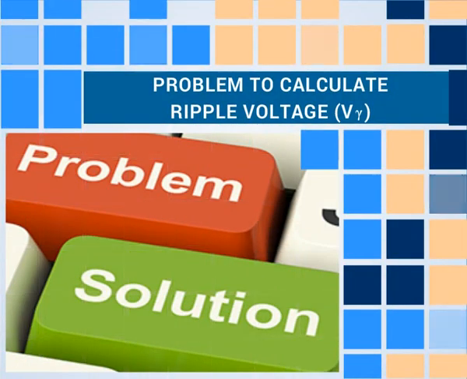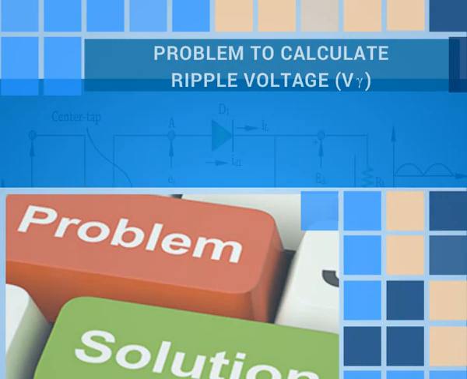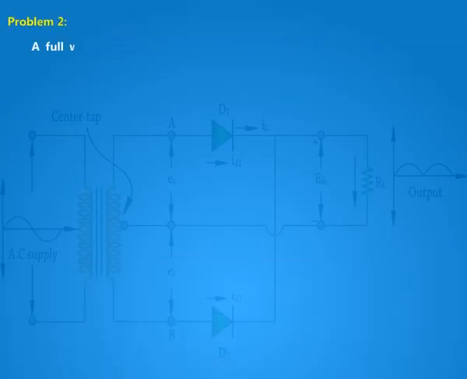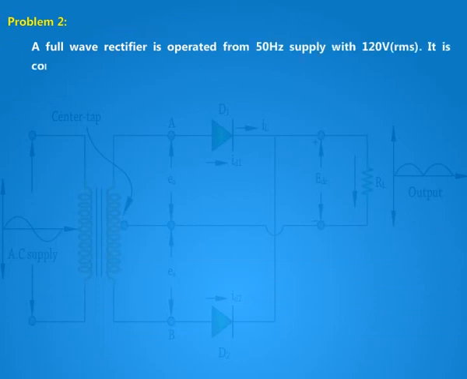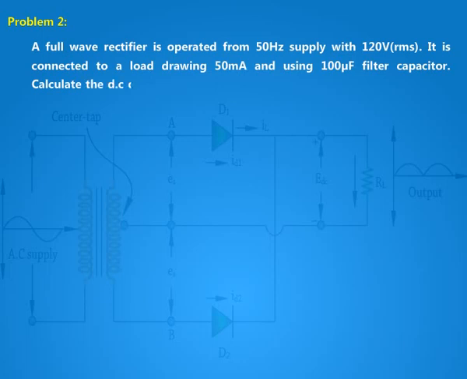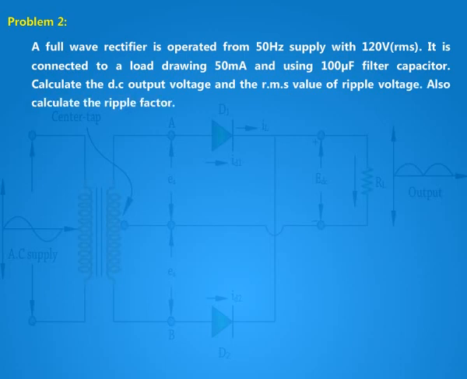Problem to calculate ripple voltage V gamma. A full wave rectifier is operated from a 50 Hz supply with 120 volts RMS. It is connected to a load drawing 50 milliamps and using a 100 microfarad filter capacitor. Calculate the DC output voltage and the RMS value of ripple voltage. Also calculate the ripple factor.